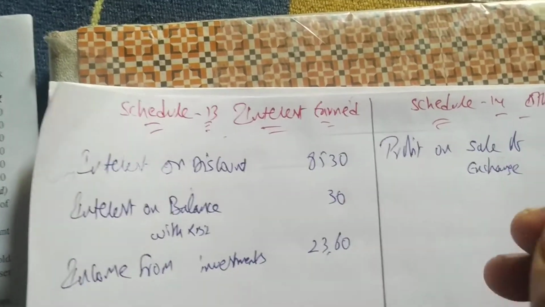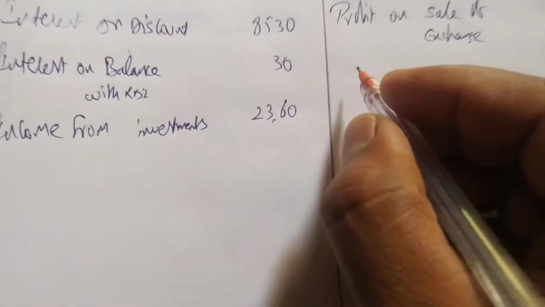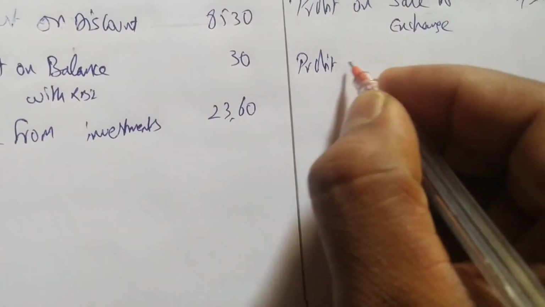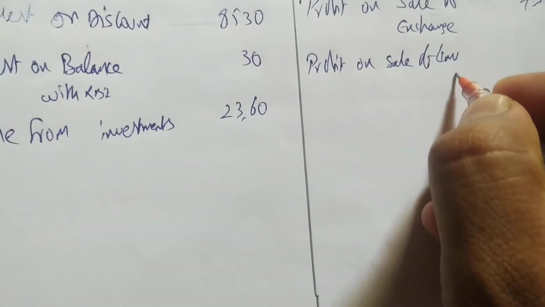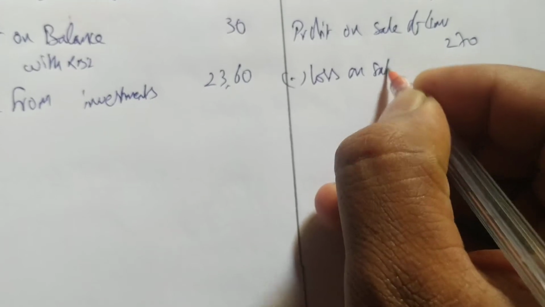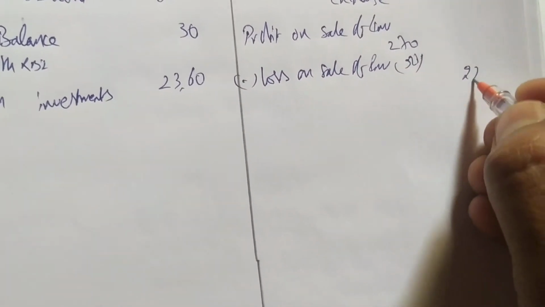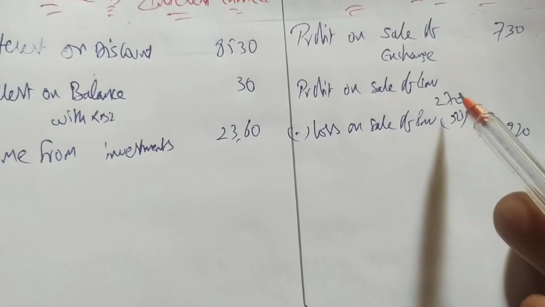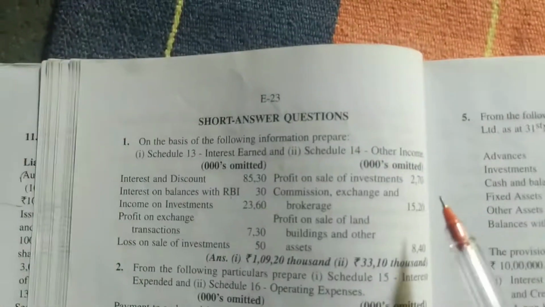Next we are having loss on sale of investment. Loss on sale of investment, what we do, we deduct from profit on sale of investment. So profit on sale of investment, how much is profit? 270. Then loss on sale of investment, 50 we deduct. So in the outer column we will write 220. So there is a profit of 270 and loss of 50. We have to deduct 50 from 270. 220 got.